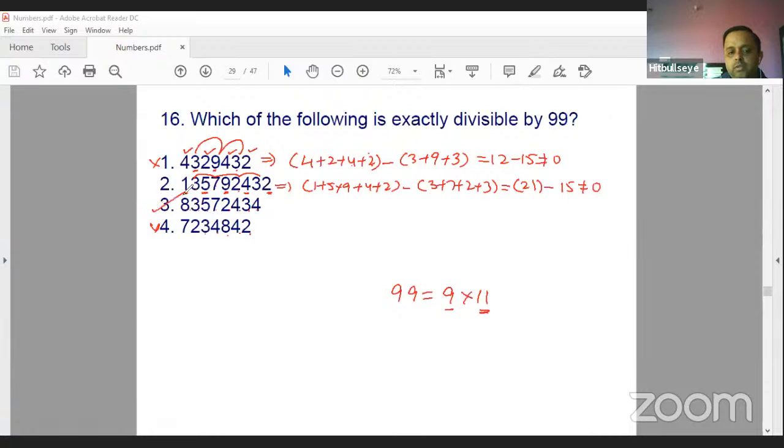So we are left with only one option. That has to be option number 3. If you want to check that also, you can do that. At the odd positions, we have 8, 5, 2, 3. So the sum will be 8 plus 5 plus 2 plus 3, which is 18. For the even positions, we have 3, 7, 4 and 4. Here also 7 plus 3 plus 4 plus 4 is 18. So the difference is 0. So this number is divisible by 9 as well as 11, so it has to be divisible by 99 also.